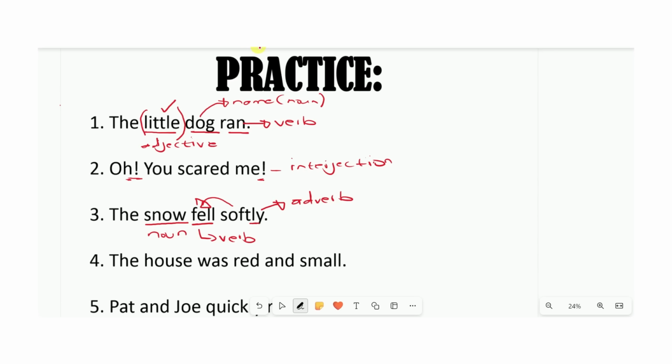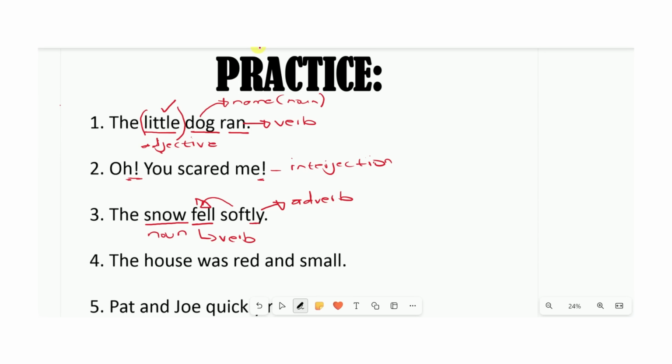So this is an adjective because it was a descriptive word describing a dog. But here now it's an adverb because it modifies the action that is being performed by the snow, that not only did it fall, but it fell softly. And in most cases, but not all, adverbs will have the suffix -ly.